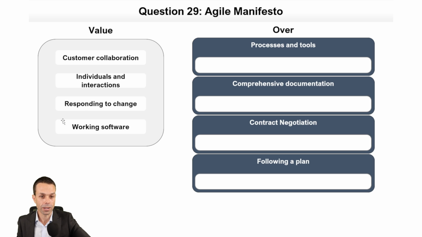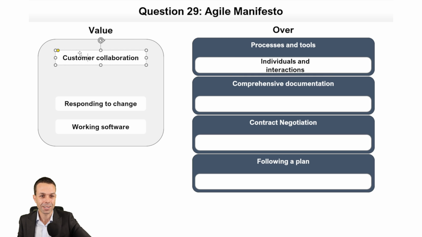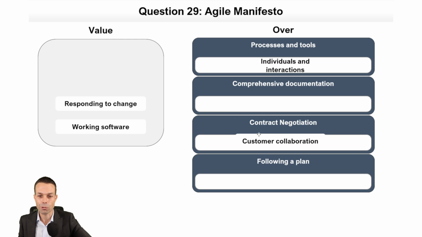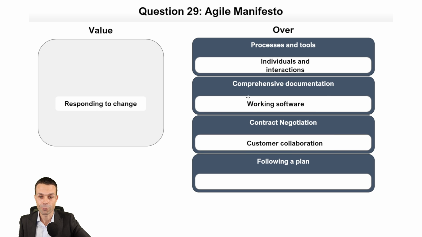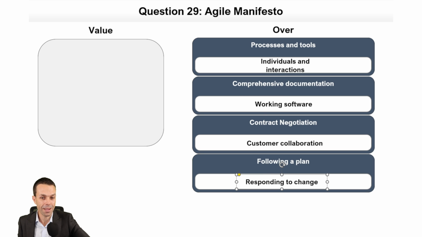We want to do individuals and interactions over processes and tools. Oh, and you know what? It's done the other way, but I think hopefully we get what we mean. So the customer collaboration over contract negotiation. Working software instead of comprehensive documentation. And responding to change instead of following a plan. It's a bit confusing because they're upside down, but let's check them out.